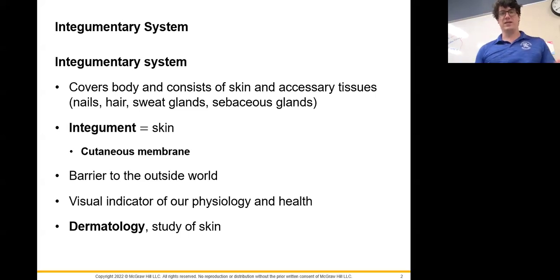Now, importantly here, we are also looking at a visual indicator of our physiology and health. We can see and recognize lots of different things that are happening in someone's body based off of some of the stuff that we can see in our skin. If you have vitamin deficiencies, you'll see that as like little pits and gouges in your fingernails. If someone has jaundice, okay, you're going to see that as their skin turning yellow.